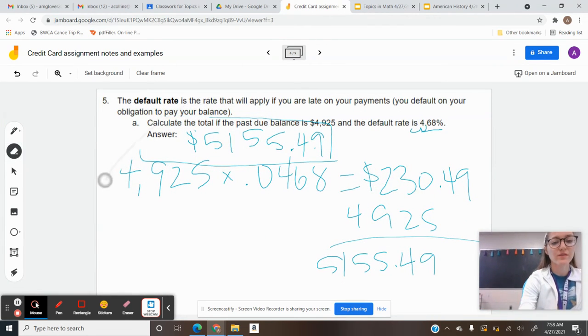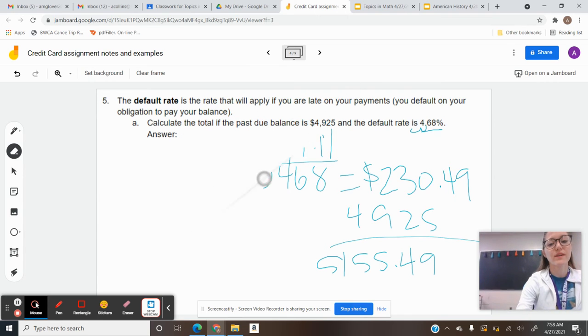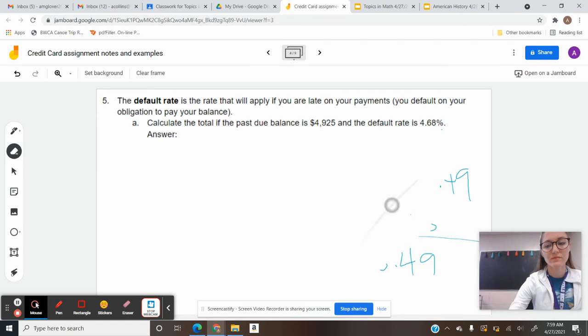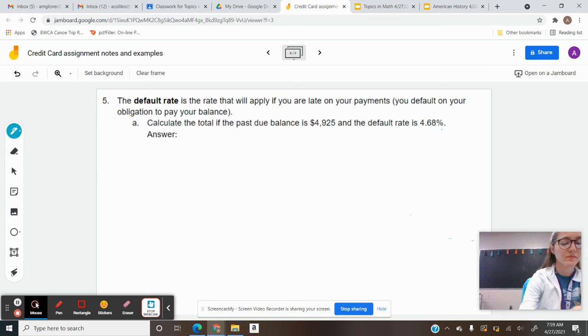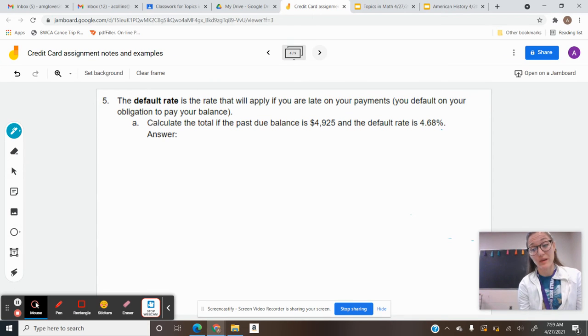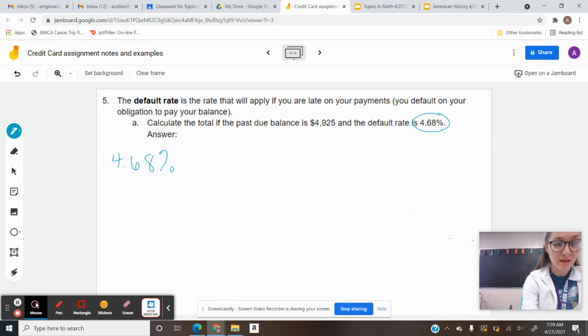Last one that we're going to go over together, the default rate, and this is just a fancy way of saying a late fee or late penalty. So remember that the purchase rate was if you pay it early or on time. This one would be like if you paid it late, so past the due date. And you're going to do the exact same steps as you did for 3A and 4A. First, you have to take this percentage and make it into a decimal, and you're going to do that just by moving this decimal point 2 places to the left.